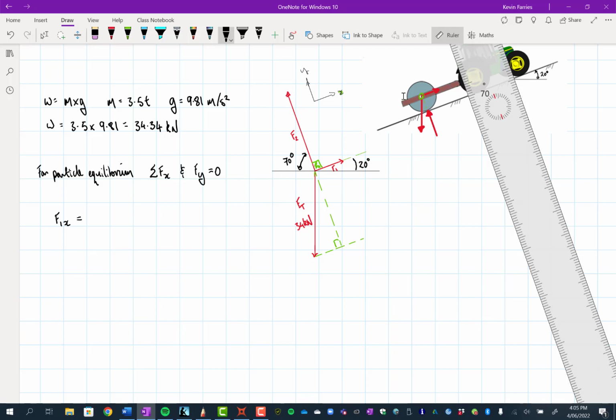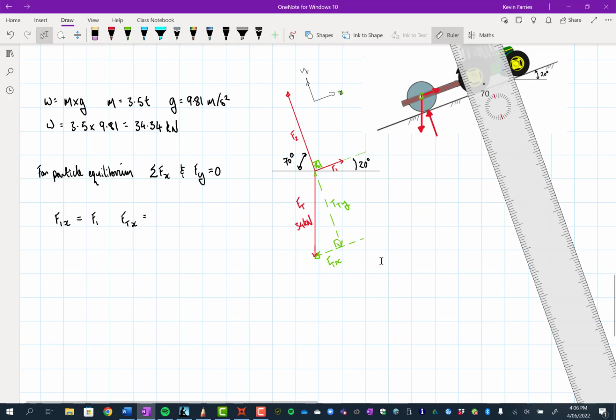f1x is just equal to f1 because it's in the same direction. For the tow bar force, this one here is ftx, this one here is fty, and they're both going to be negative. We're going from here to here, so we go in the x direction first, then the y direction. Let's put arrowheads on our arrows. Both are going to be negative, so ftx is negative this way.